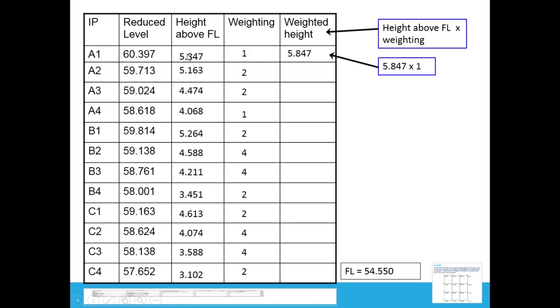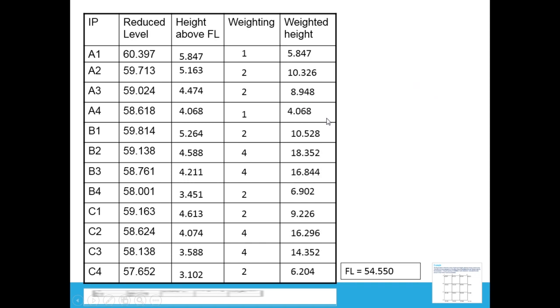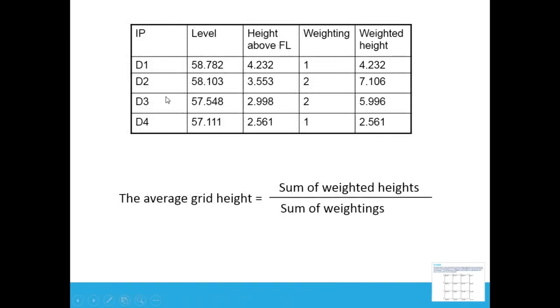So for A1, for example, just this number times this one. In this case, 5.847 times 1, it would be the same. In this case here, 5.163 times 2, it would be 10.326, and so on. So the weighted height is the height above the formation level, this one, times the weight, which is 2, and so on. Okay, so this is the rest of the table.